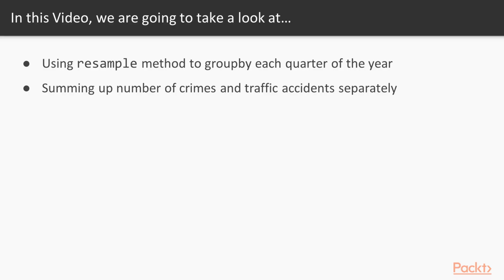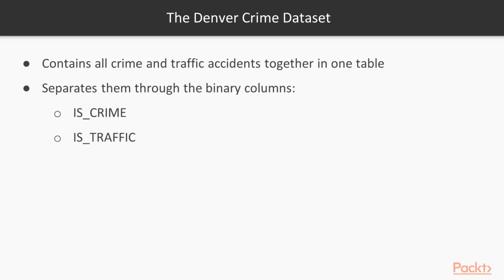In this video, we will use the resample method to group by each quarter of the year and then sum up the number of crimes and traffic accidents separately. The Denver crime dataset has all crime and traffic accidents together in one table and separates them through the binary columns is crime and is traffic. The resample method allows you to group by a period of time and aggregate specific columns separately.